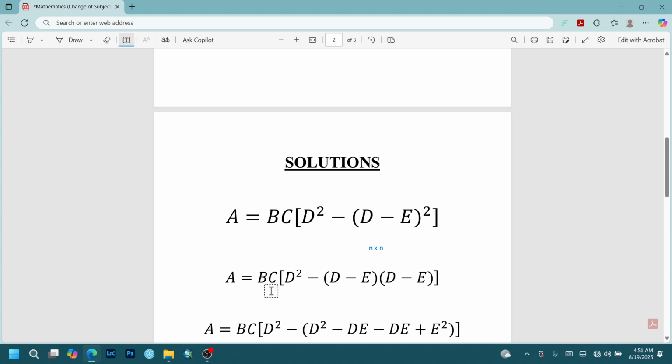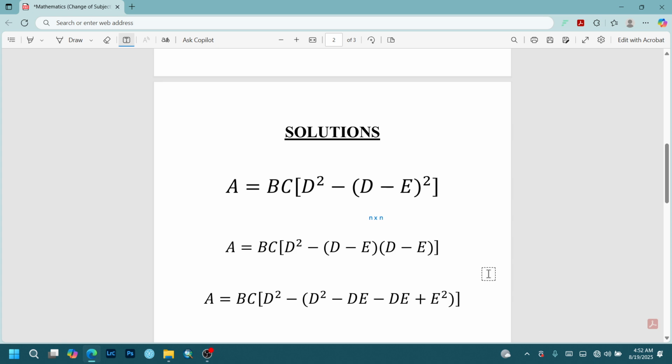A equals BC multiplied all in brackets D square minus, all in brackets D minus E multiplied all in brackets D minus E. In simplifying further, we are going to have A equals BC multiplied all in brackets D square minus D square minus DE minus DE plus E square. This is how we did our simplification.